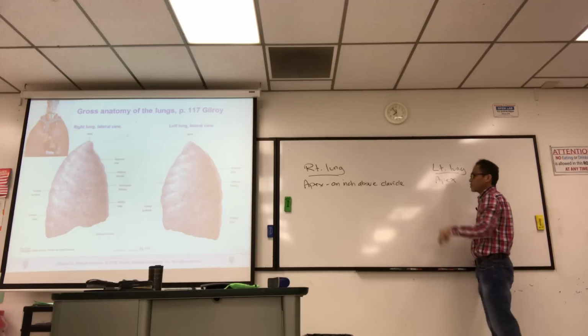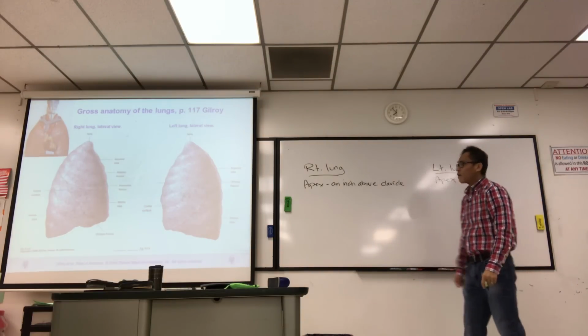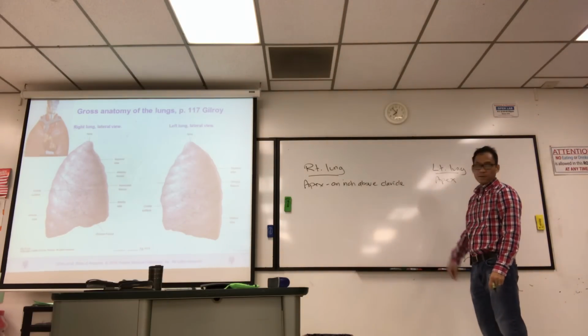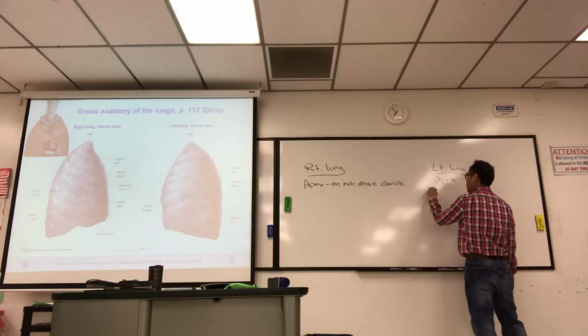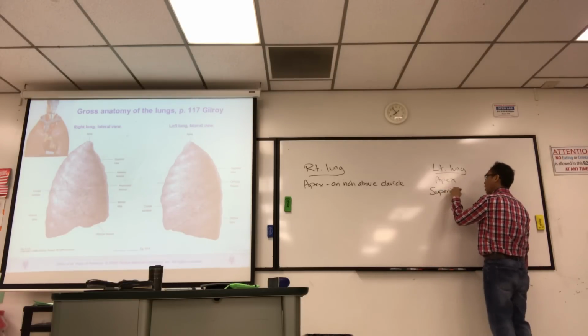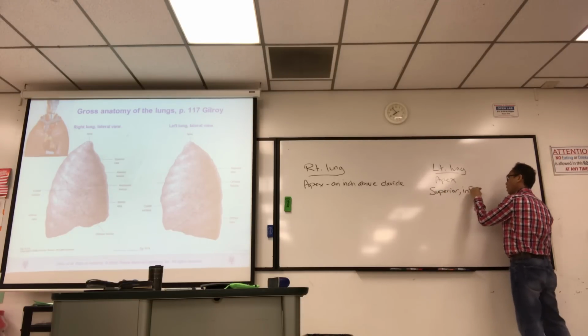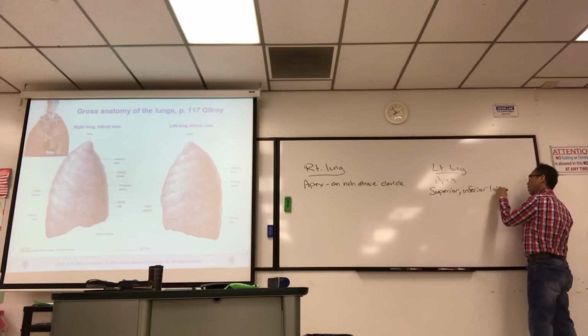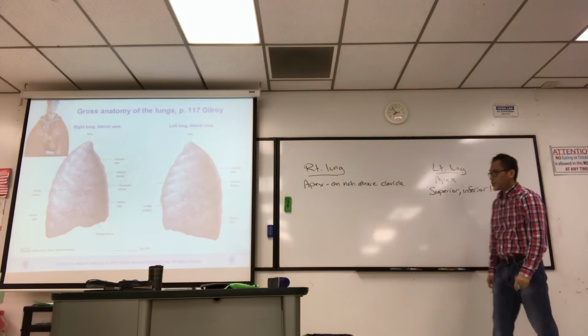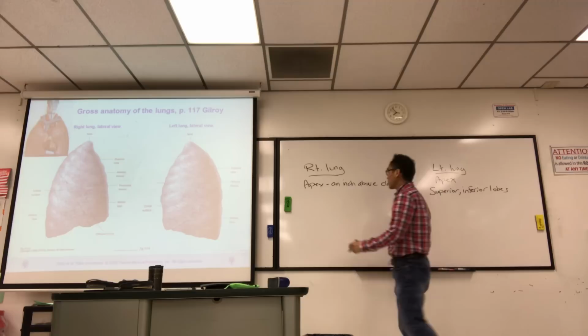The way to tell is to count the lobes. The left lung has 2 lobes, superior and inferior lobes. Be able to identify those. The right lung has superior, middle, and inferior lobes. Look for those.